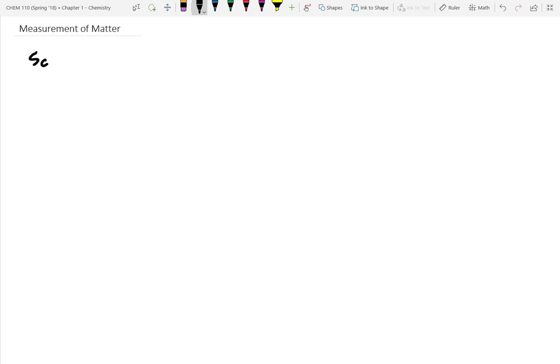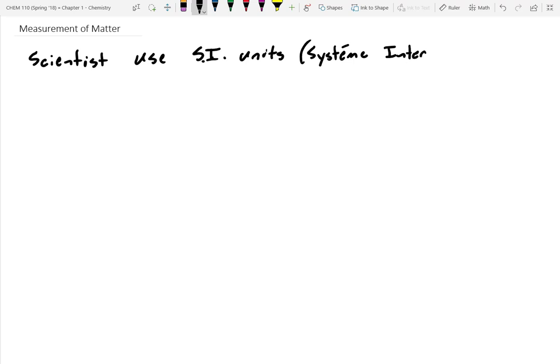So scientists use SI units. And what SI stands for is this French term, Système International, basically meaning it's a systematic system that's used across the globe, right? So let's come up with a list of physical properties.